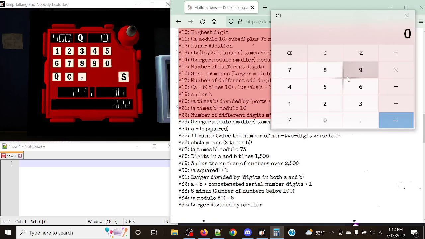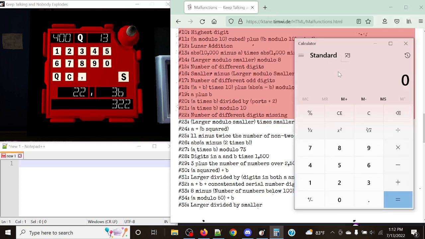Okay. So this is actually possible here. So we do larger modulo smaller times smaller. So we do 36 minus 22, get the result of 14, times this by 22. Ooh, this actually is possible. This one actually might be a solution here.